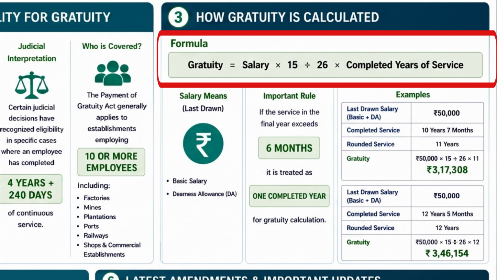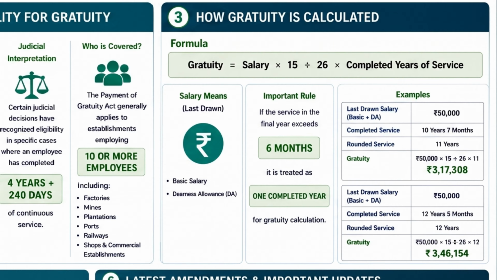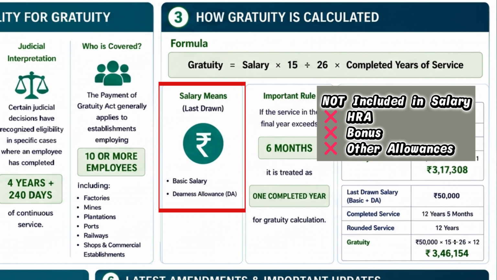The formula for gratuity calculation is: gratuity equals last drawn salary times 15 divided by 26 times completed years of service. Now, let's understand each part. The salary component considered for gratuity calculation is basic salary plus dearness allowance. It is calculated using the employee's last drawn monthly salary. Other components like HRA, bonus, and other allowances are not included in gratuity calculation.